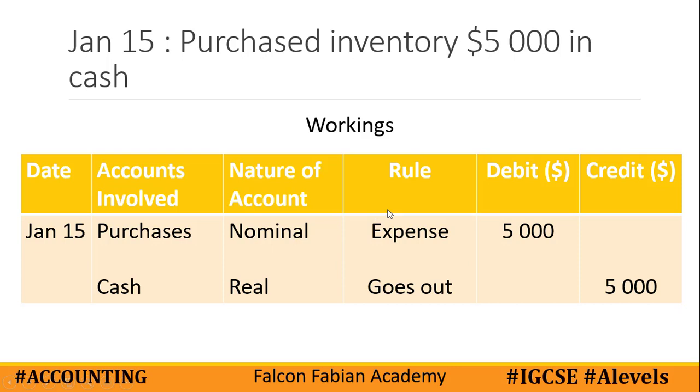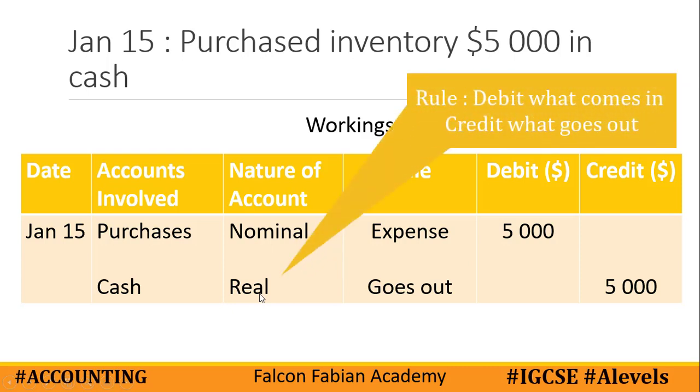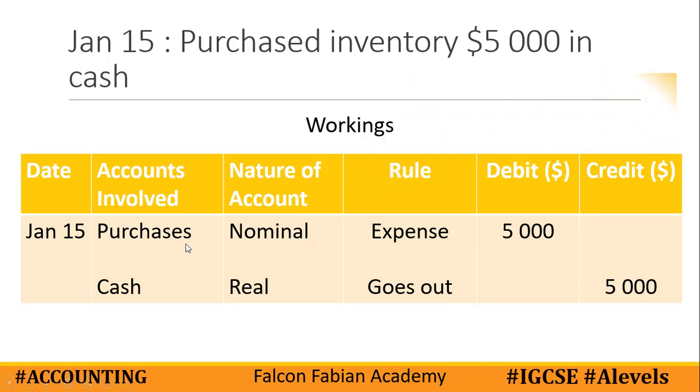Therefore, the rule for real account is going to be applied to cash. And the rule for real account is debit what comes in and credit what goes out. So here cash is going out. Therefore, cash account needs to be credited by 5,000. Let's do it one more time.